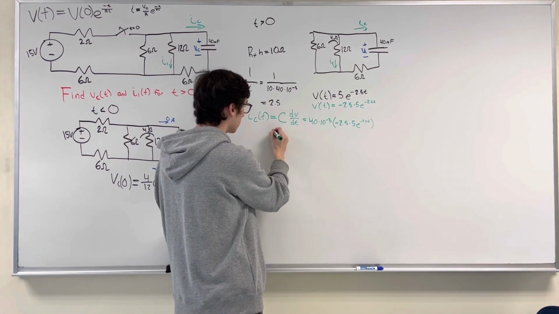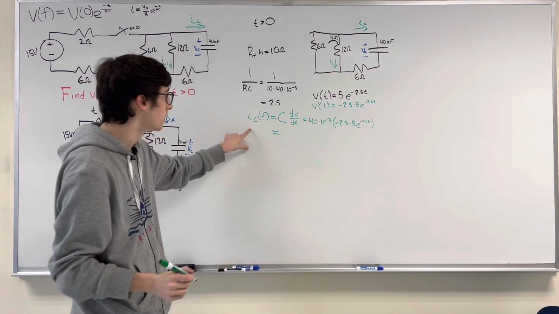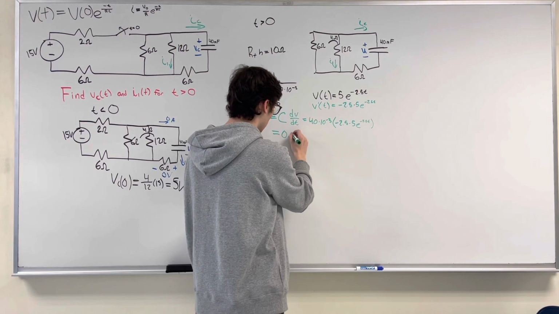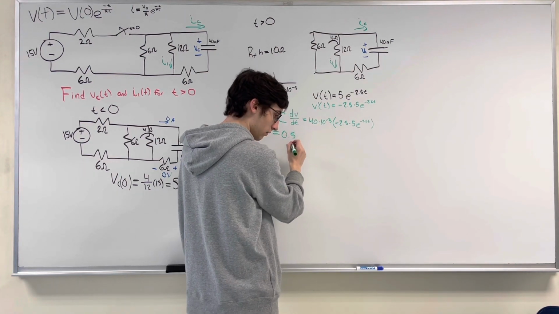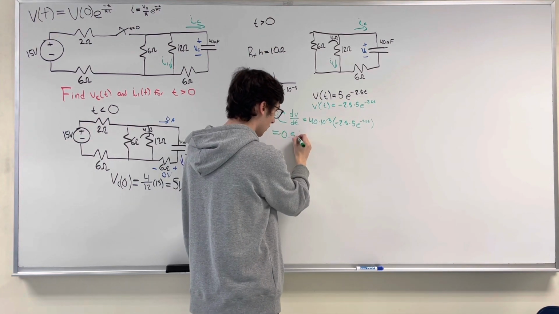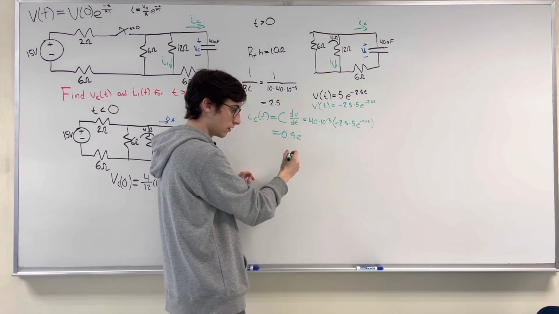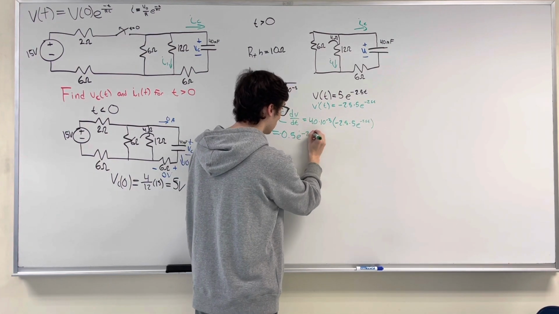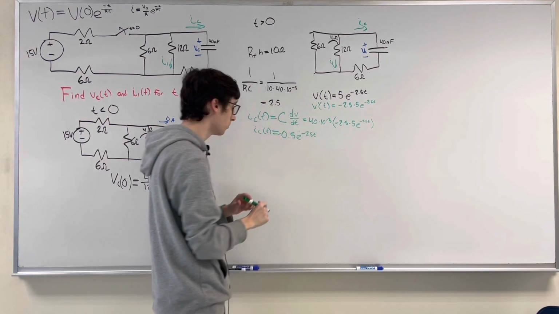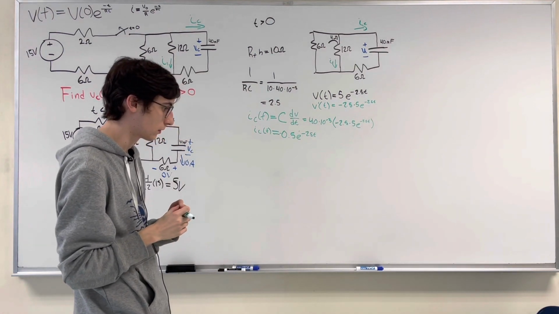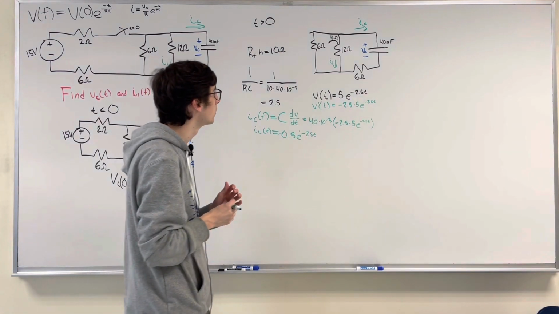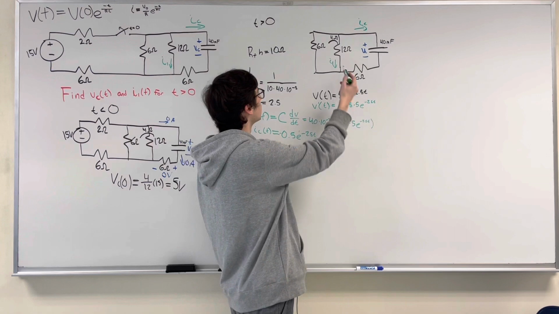So that means this is all equal to, I think, negative 0.5 times e to the negative 2.5 t. And now we can do current division to find I sub 1.